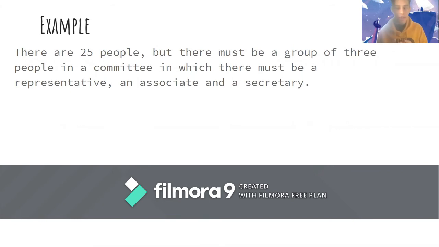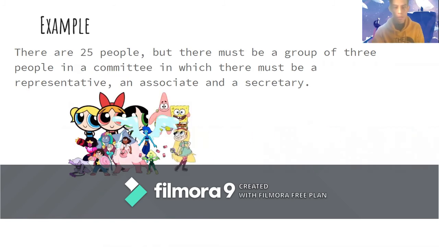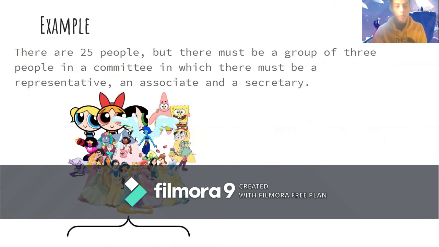In this case, we have 25 people, but there must be a group of 3 people in a committee in which there must be a representative, an associate, and a secretary. First of all, we have to locate our sample space, which is 25. I'm going to add up all of these people. If you add them up, it will give you 25. The symbol of sample space is n.